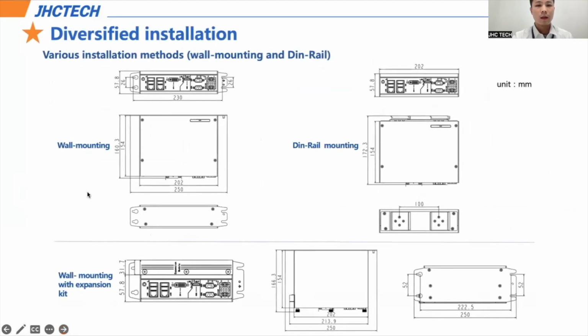Okay, next is the installation methods. There are two installation methods. The first one is wall mounting, and it can also support DIN rail mounting.